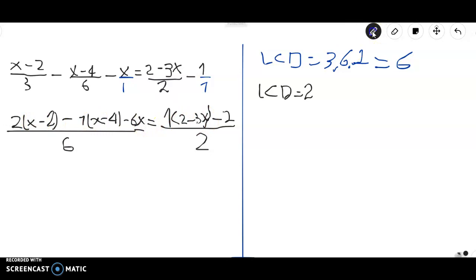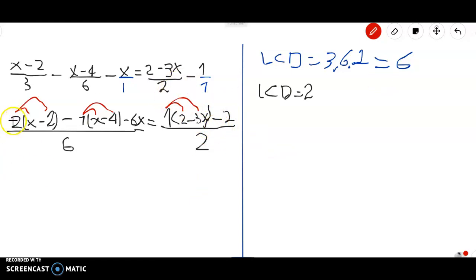So the first step, we should use the distributive property. So we have to multiply here 2 times x and 2 times minus 2. Here we multiply 1 times x, 1 times minus 4. Here we multiply 1 times 2, 1 times minus 3x, and this number will not be affected by this operation.